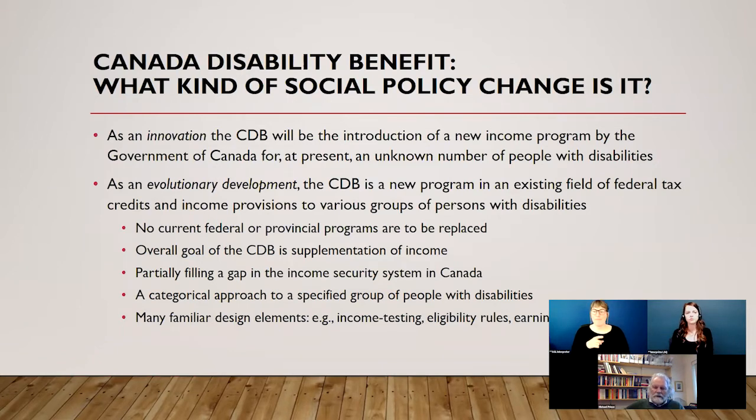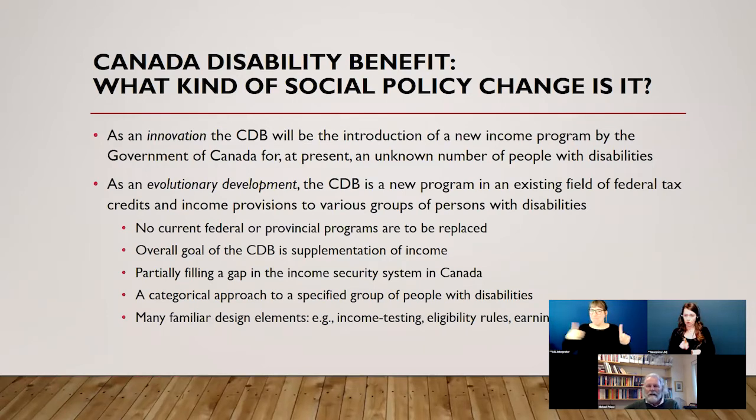The question here is, well, what kind of social change is this about? This is not a universal basic income for all Canadians. This is a targeted program for people with disabilities. And one of the big questions around the change will be, how will eligibility be defined? How will disability be defined to determine who will be eligible or not? This is an innovation in the sense that we will be introducing a new program, a new income supplement at the federal level to, at present, an unknown number. We don't know yet how many Canadians with disabilities will qualify for this.